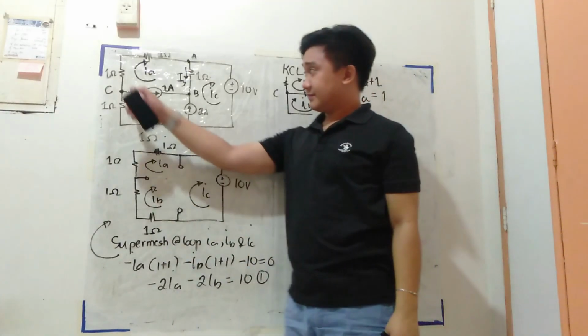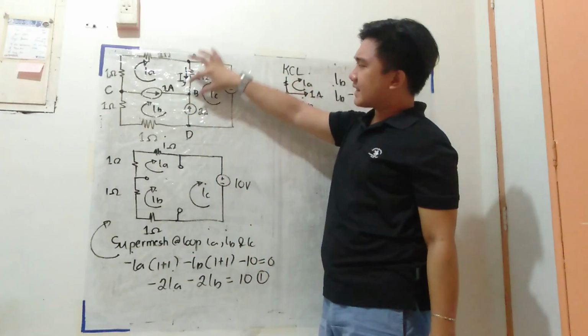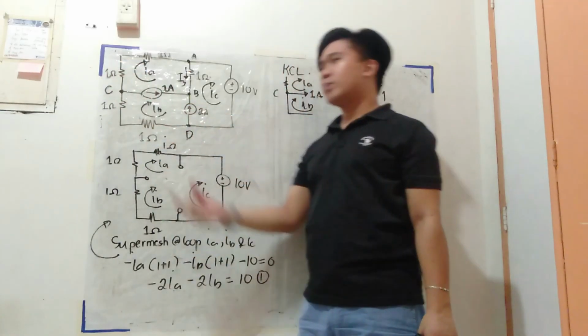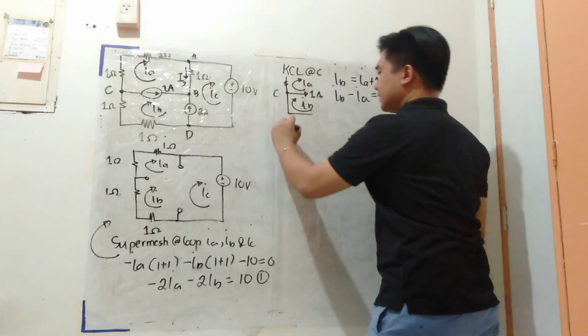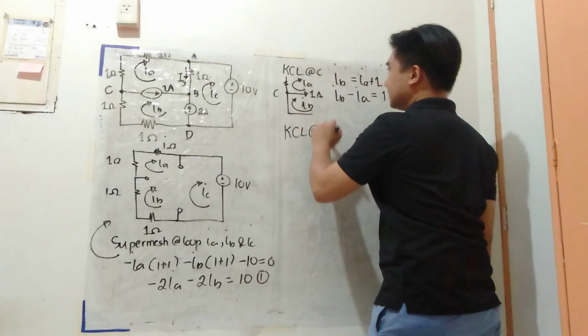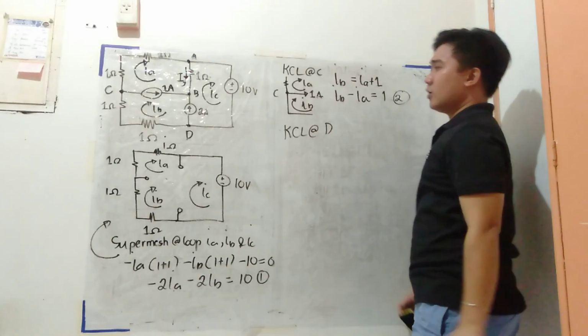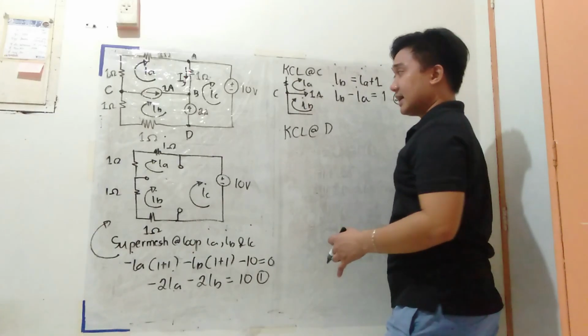Tama? Okay. So, hindi ako pwedeng mag-KCL kay B at kay A na kapag KCL na ako kay C, di kay D naman ako pumunta. Okay? So, dito nag-KCL tayo at C. Dito naman, mag-KCL tayo at D. By the way, this is equation number 2. Hopefully, pagkakuha ng equation number 3, pwede na tayong pumindot sa calculator.